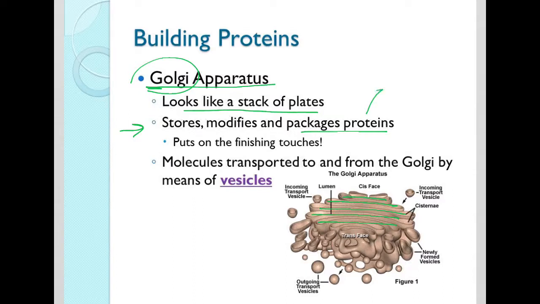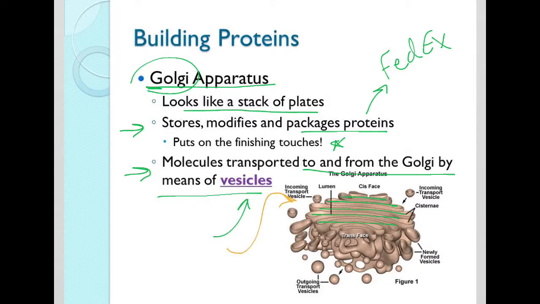You can think of this as like a package facility, like FedEx, or something like that. The Golgi apparatus, you can think of it as putting on the finishing touches, wrapping it, packaging it, and then transporting it where it needs to go. So molecules will be transported to and from the Golgi by means of vesicles, which we talked about before. Here we have incoming transport vesicles and also outgoing transport vesicles.